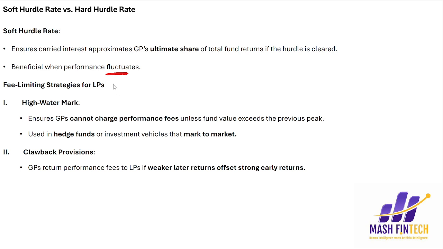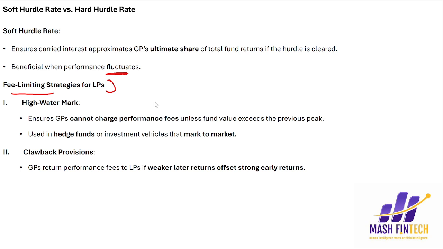There are fee limiting strategies for LPs. So LPs, obviously, they've invested. They want to make the best out of their decision to invest. And hence, they have strategies that they can use. They can negotiate these fee limiting strategies. Number one, they can put a high watermark. And what the high watermark does is that it prevents the general partner from earning fees on the same profit twice in case the fund value declines and then recovers.